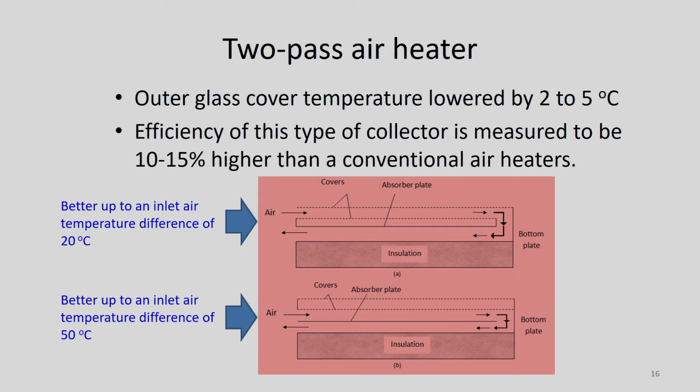Here two air heaters are compared. In the first air heater, air flows within the glass cover and one more glass cover, and beneath this glass cover one absorber plate is there, and again air moves below the absorber plate as well. This is the bottom plate. In the second configuration, these two are glass covers, and air flows between the glass cover and the absorber plate and then from the absorber plate to the bottom plate. So it goes something like this. This is called a two pass air heater.